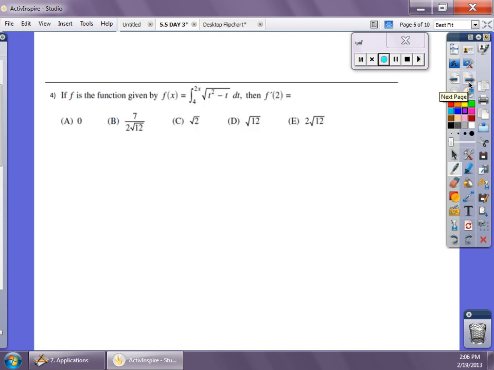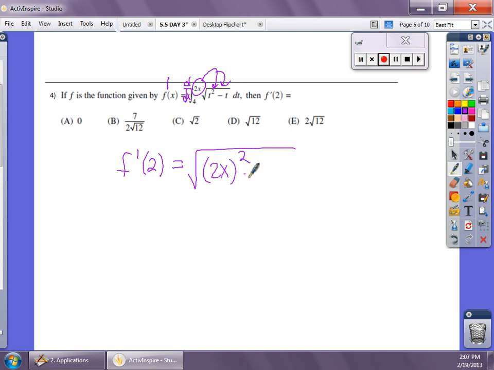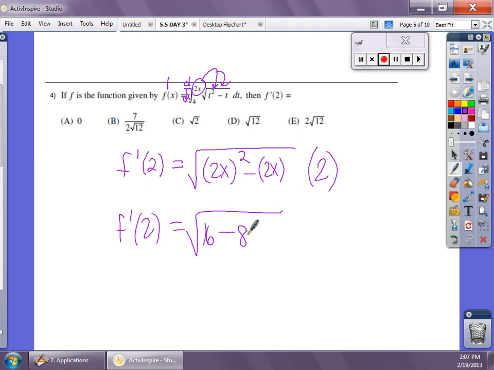Number 4, I want to find f prime of 2. So starting with the question, I need to first start with f prime. So I'm going to take the derivative of both sides. When I do that, this 2x drops in for t, both t's. And then I'm going to multiply by the derivative of the inside, which is 2. So f of 2 would be 4 squared, which is 16, minus 8, and then the whole thing multiplied by 2.